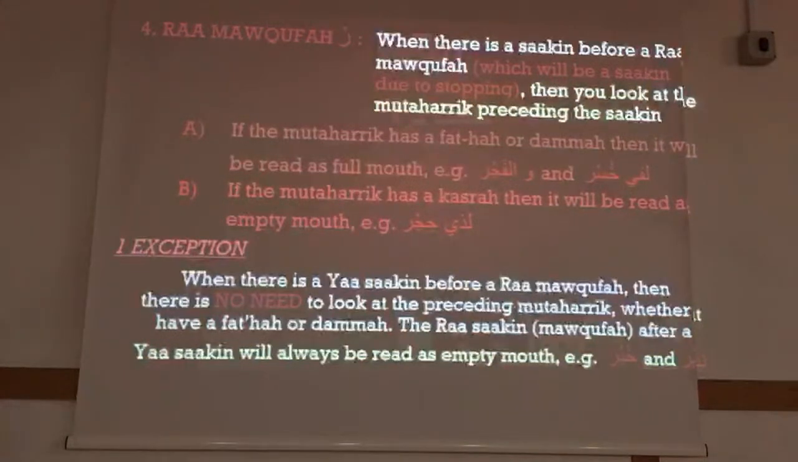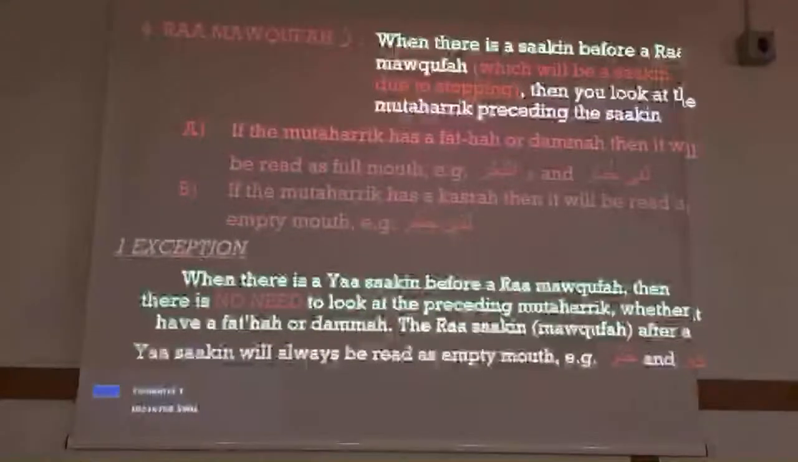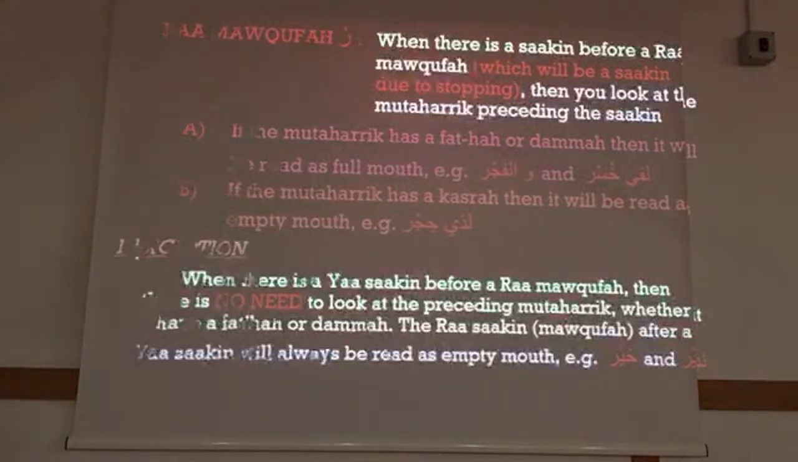Good. And the next example, Nadir, we have ra mawqufa. We're stopping on it. The letter before is what? Ya sakin. And even though the letter before is a kasra, we don't need to look at it. Straight away you tell yourself that ra mawqufa will be empty mouth. So these were the 4 rules of ra: ra mutaharrik, ra mushaddad, ra sakin, and ra mawqufa.